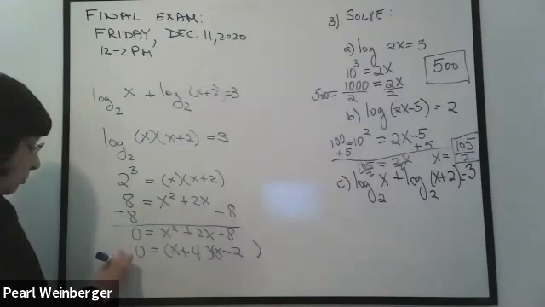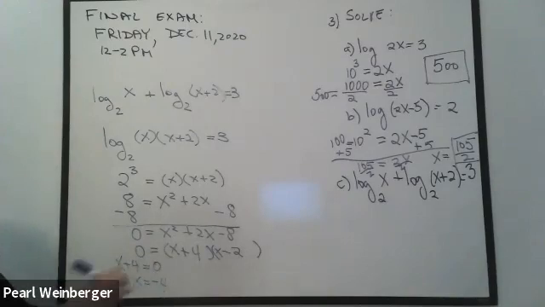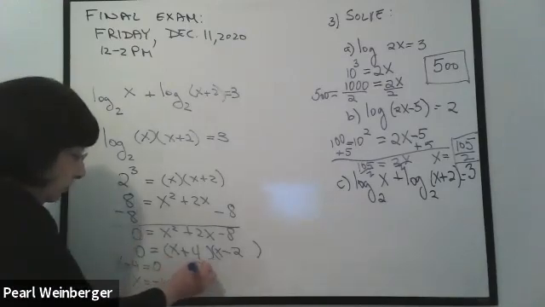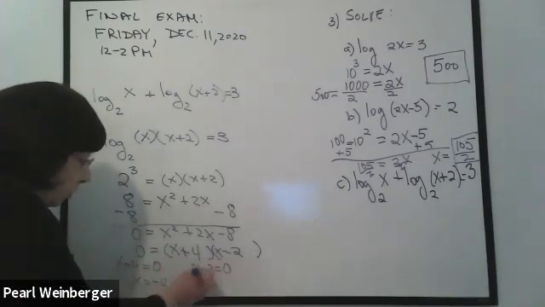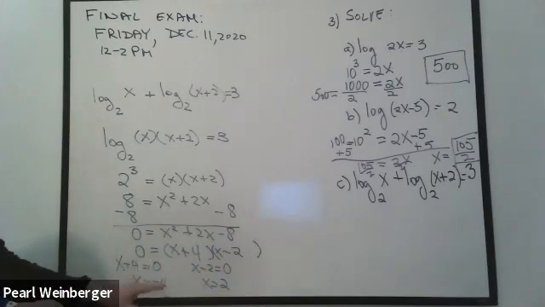equal to 0. So x plus 4 equals 0 will give us x equal to -4, because I'm bringing the 4 to the other side. And x minus 2 equals 0 will give me x equals +2 when I bring it to the other side. So I end up with two answers, one being -4 and one being 2.